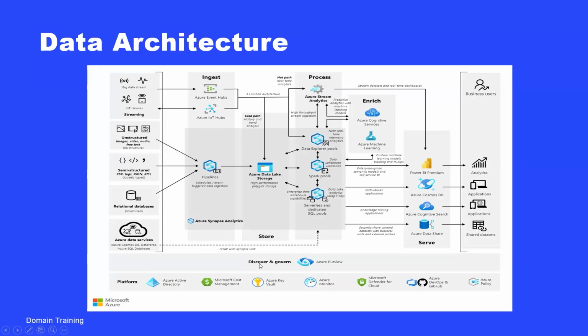On the bottom, sorry, you have your discover and govern using Azure Purview, which is data cataloging. And in the Azure platform itself, you have Azure Active Directory to add or manage your users, Cost Management to see the cost for every service, Azure Key Vault to store your sensitive information, Azure Monitor to monitor logs, Defender for Cloud to have a firewall, and then you have DevOps and GitHub. DevOps is for your CI/CD, deploying your services to multiple environments like dev, QA, staging, and production. And then you have your Azure policies. According to different companies, you can have different Azure policies.